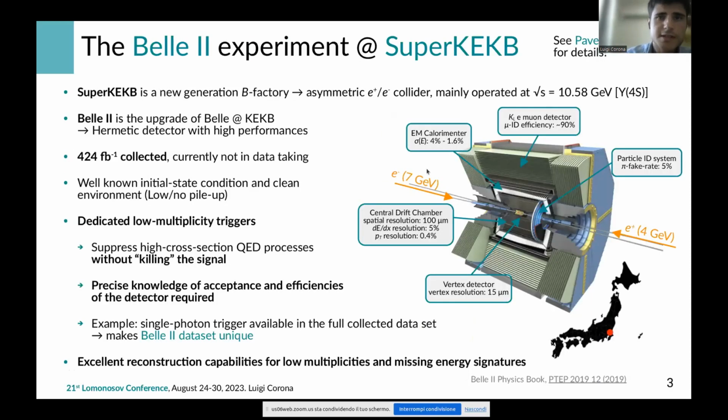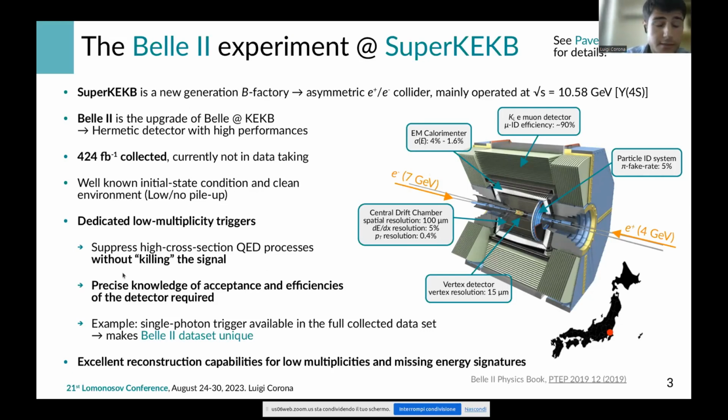For what concerns the Belle II experiment at the SuperKEKB collider, I will give you just a few pieces of information, and if you want more details, please refer to Pavel Pakhlov's talk. As you know, SuperKEKB is a new generation B-factory, and it provides luminosity to the Belle II detector, which is a major upgrade of the Belle detector. Up to now, we collected 424 inverse femtobarns of data, and currently we are not in data taking. We will resume data taking at the end of the year.